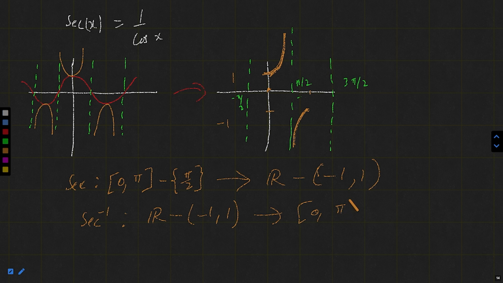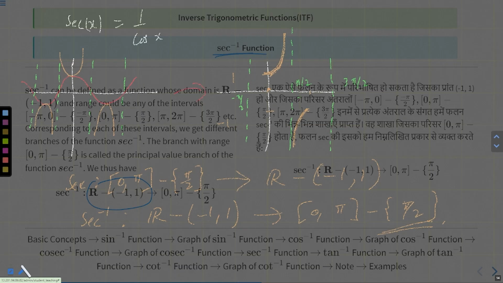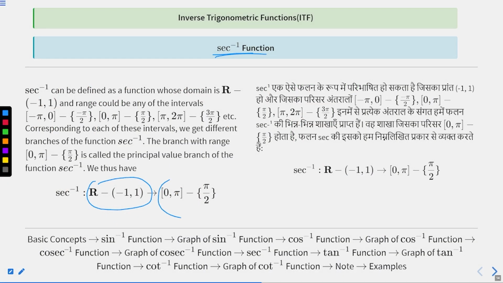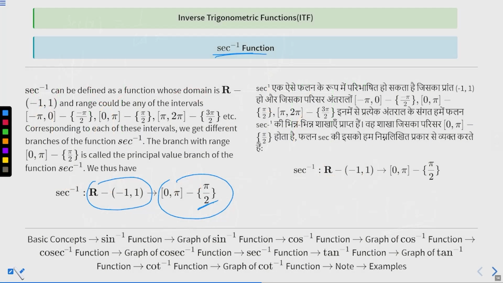Okay. I hope that it is quite clear to you what is happening. So as you can see, your sec inverse is the open interval from minus 1 to 1, and then the closed interval 0 to pi, except the point pi by 2, as you can see over here. So this will be my principal value branch. Let's see how you will draw the graph of it.